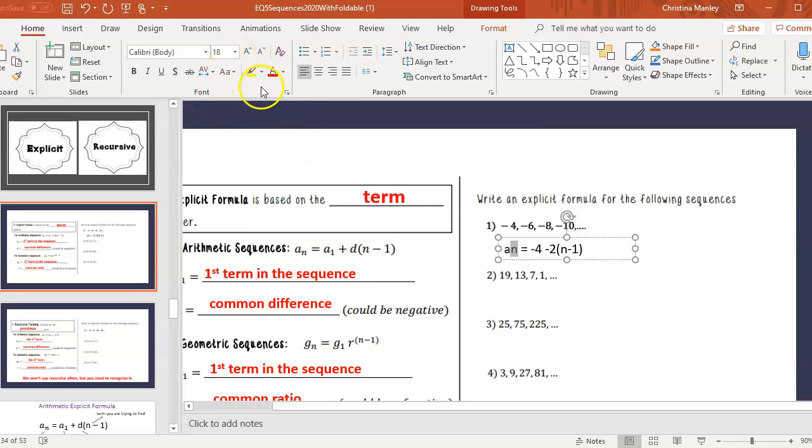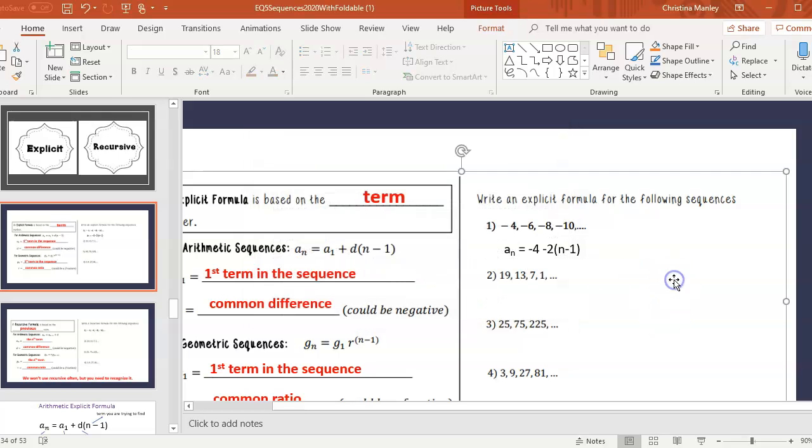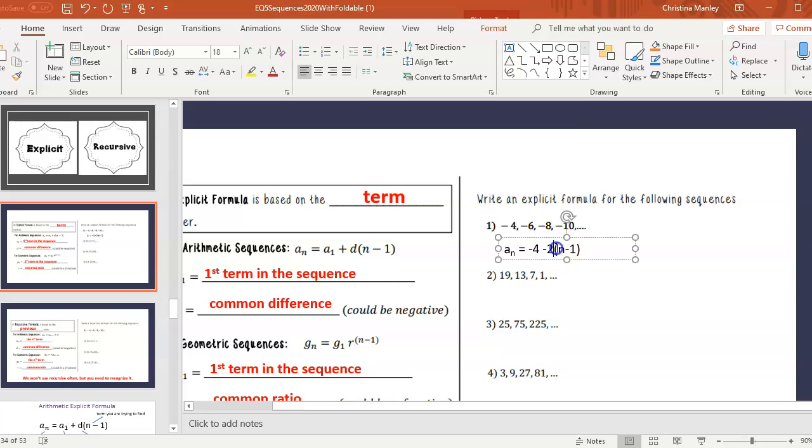So I could change this to a sub. There we go. So my answer is A sub n equals -4, the first term in my sequence, minus 2, the common difference, times n minus 1. Right now we're not solving anything. We're just setting up the equation. Okay. All right. So we're going to go ahead and do another one.